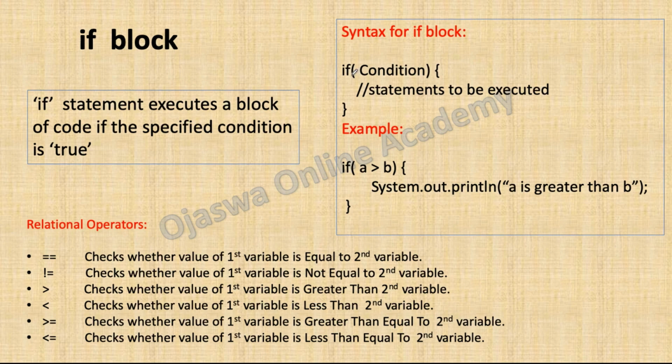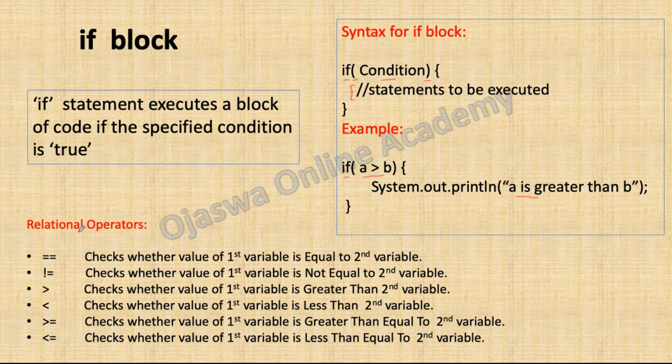Syntax for if block is the if keyword. Inside the parenthesis you need to specify the condition, and if the condition is true, the block of code is executed. For example, if a greater than b. This can be any logical condition. If the condition is true, it will print a is greater than b. If the condition is false, the control of the program will not come inside the if block and this statement will not execute. To write the condition, we use relational operators.